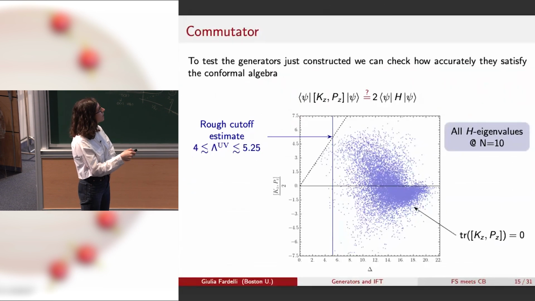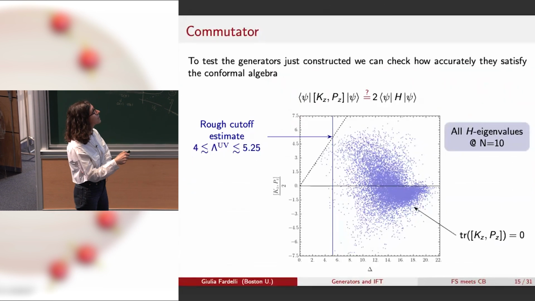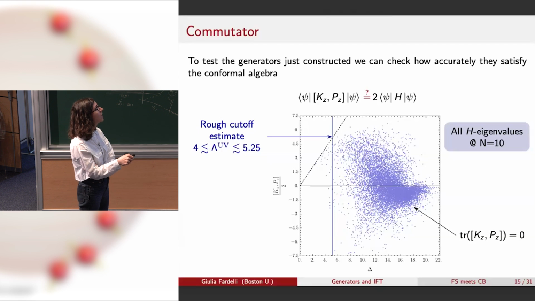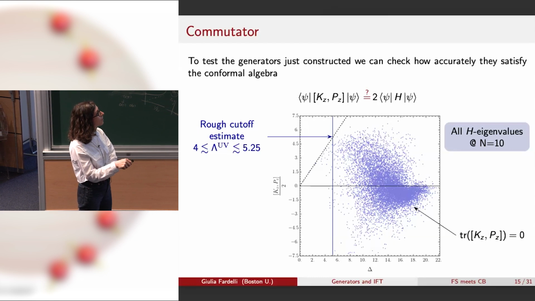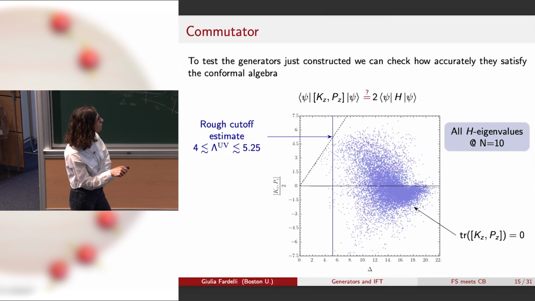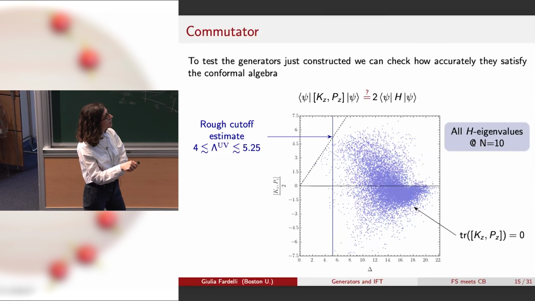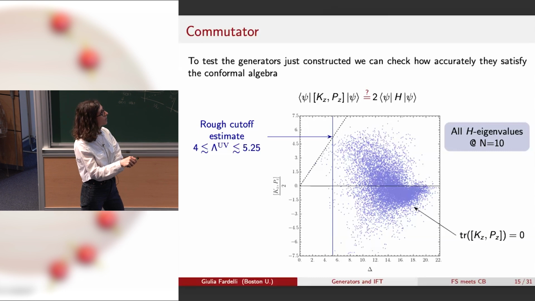Now this is just another test that we have conformality. So this is our K and our PZ, and we know that in a CFT the commutator should just give you H. So here I'm plotting the commutator of KZ with PZ versus the dimension, which is the expectation value of H. And you see that, that's also referring to Slava's first question, some of these states are getting incredibly bad when the dimension gets incredibly higher.